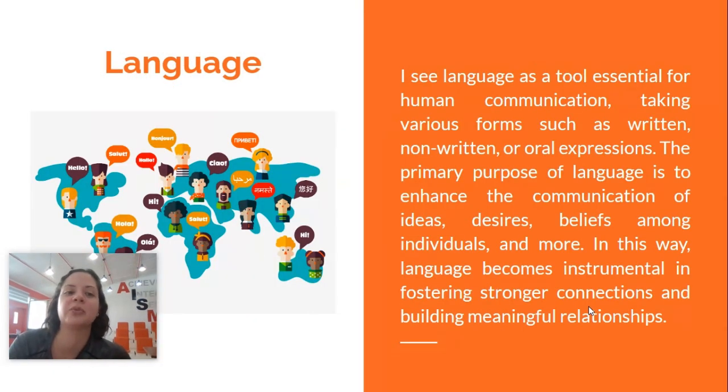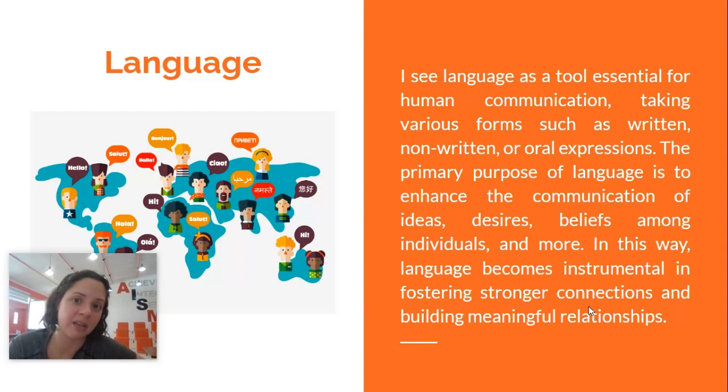First of all, I would like to talk about what language is. I read so many language definitions and I created my own. For me, language is an essential tool for human communication. It takes various forms such as writing, non-writing, and oral expression. The primary purpose of language is to enhance the communication of ideas, desires, beliefs among individuals, and more. In this way, language becomes instrumental in fostering stronger connections and building meaningful relationships.